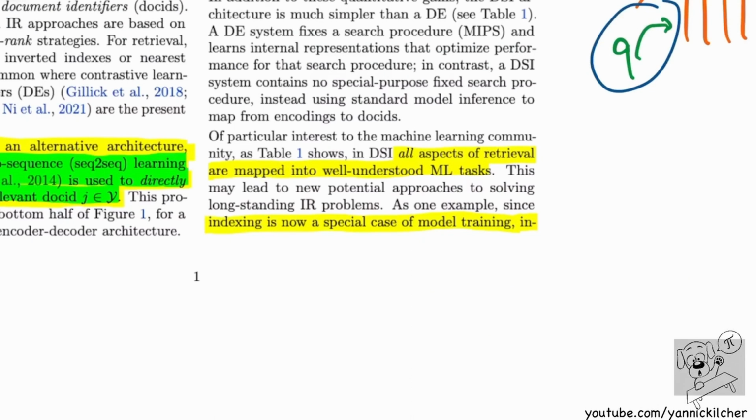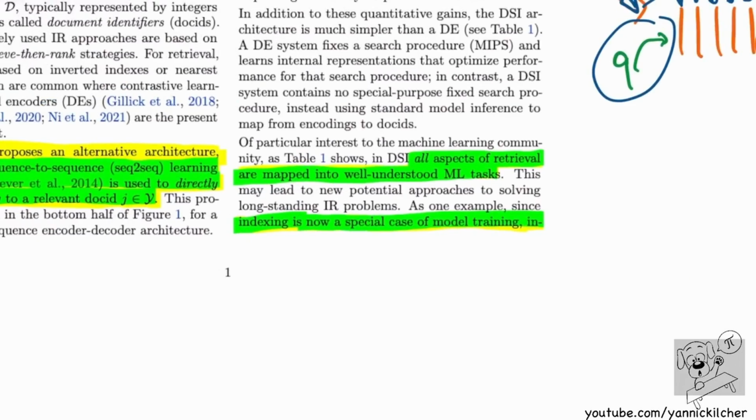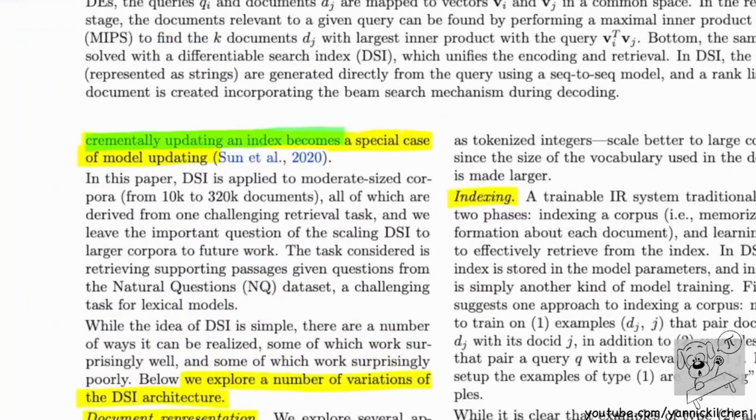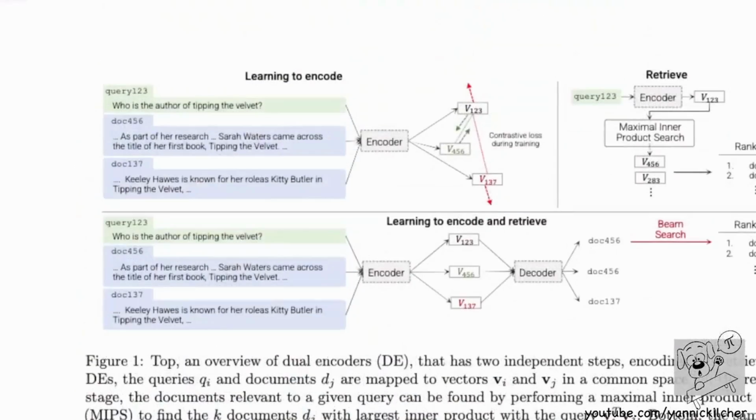They say all aspects of retrieval are mapped into well-understood machine learning tasks. So for example, indexing, which is building the inverted index, or even if you have the dual encoder, you need to build the nearest neighbor index, which is a hard task in high dimensions, is now a special case of model training. So it's just training, and incrementally updating an index becomes just a special case of model updating. So all the tasks are just tasks that we already understand from neural network training.